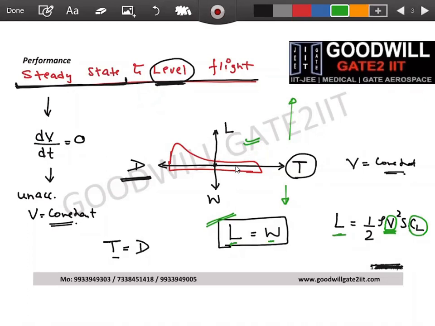But steady state and level flight means your lift should be equal to weight. Your thrust should be equal to drag. And we have these two equations valid for steady state and level flight throughout your performance syllabus when we talk about this condition. I will show you all the numericals step by step. We'll do it slowly and then we'll move ahead. All right. Any doubt, feel free to ask. I will discuss this. Otherwise, I'll keep in mind your understanding and I can move forward.